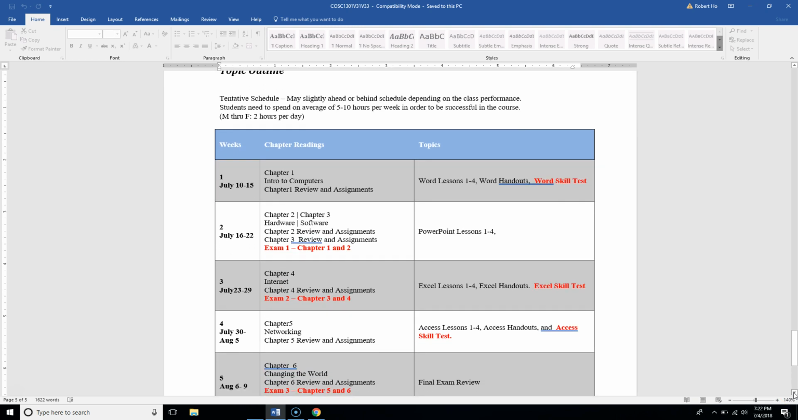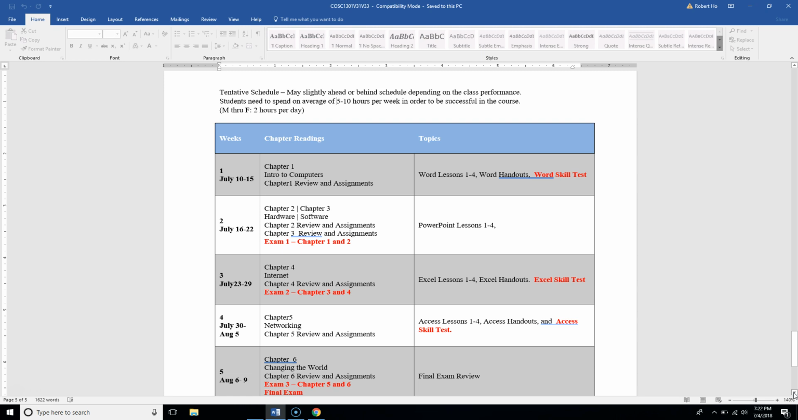So here is my tentative schedule. The way that I organize the course is bi-weekly. So we have 5 weeks here. The first week is July 10 to the 15th. Our assignment is chapter 1 reading, which is introduction to computer. Also, you have chapter 1 reviews and assignments. For the labs, we have Word lessons 1 to 3, and I will give you a Word handout and the Word skill test.